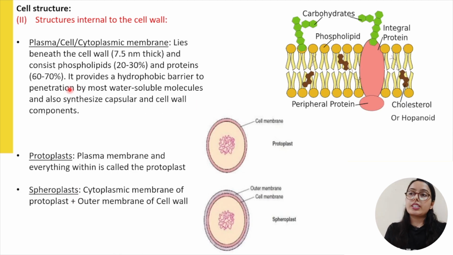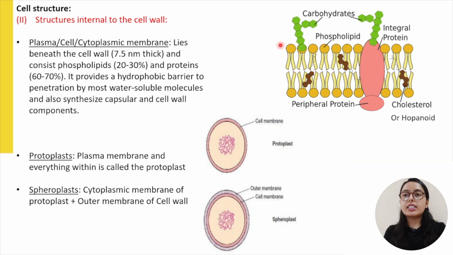Now coming to the structures internal to the cell wall, the first structure is the plasma membrane, which is also called the cell membrane or cytoplasmic membrane, and it is the most important part of the cell, and it lies just beneath the cell wall. So it is around 7.5 nanometers thick, and it is generally made up of two important things, that is phospholipids and proteins. The phospholipids are generally less, around 20 to 30%, while proteins are more in a particular plasma membrane, ranging from 60 to 70%.